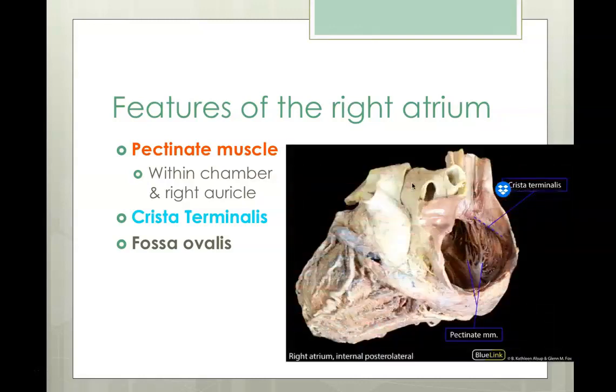And here's another view into the right atrium. You could see the pectinate muscle extending over here, and on this edge where we have the bundle, that's your crista terminalis.